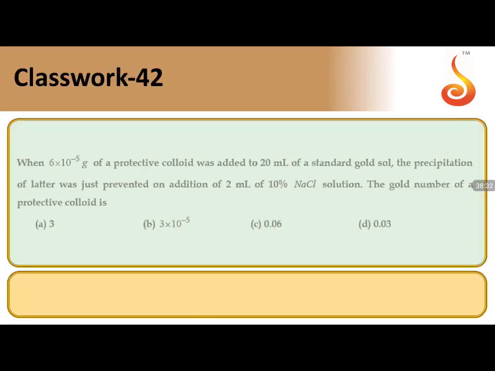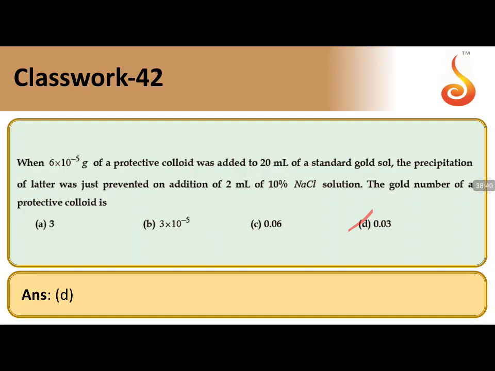Let us see where we have this option, 0.03, in option D. So it's an easy way, and we get the gold number very easily. So the answer is option D.